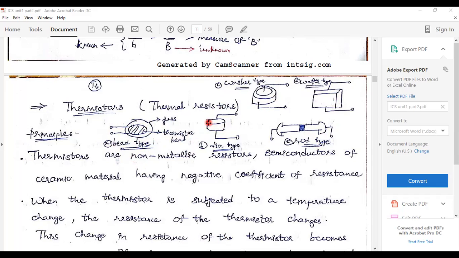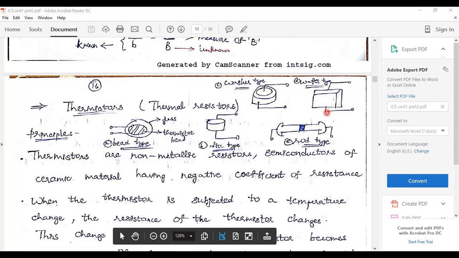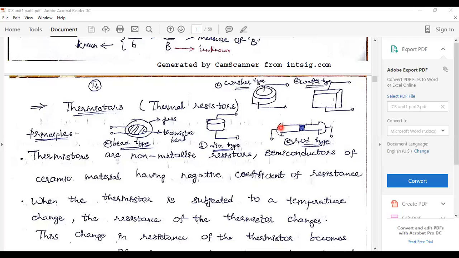This is the disc type of thermistor, and this is the washer type of thermistor, and this is the wafer type of thermistor, and this is the rod type of thermistor. Shape depends upon the shape. These thermistors are given different names. This is the basic concept for temperature measurement. You will see the actual concept, that is thermistors and thermocouples.